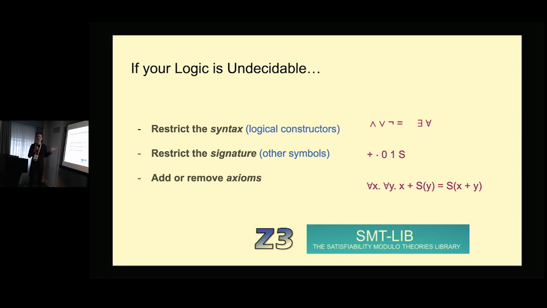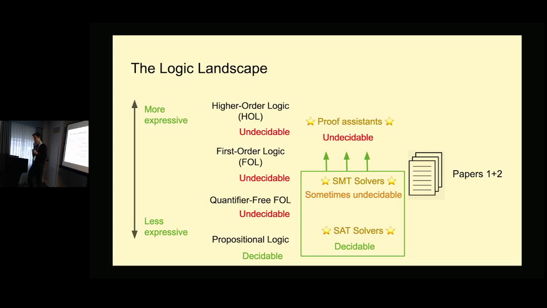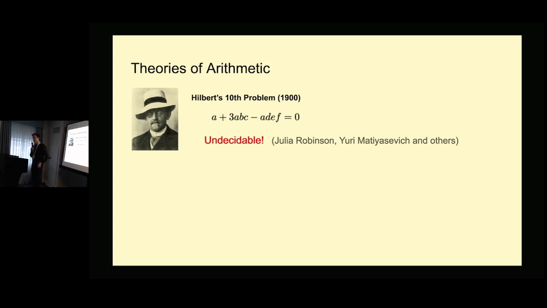This is basically the game that all automated verification tools play, like Z3 and SMT-LIB. They're all playing this game of how little can we restrict the logic to get it to be decidable. And this is particularly what the first two papers in the session will be about: extending decidability to more expressive logics. So with that, let's jump into the papers.